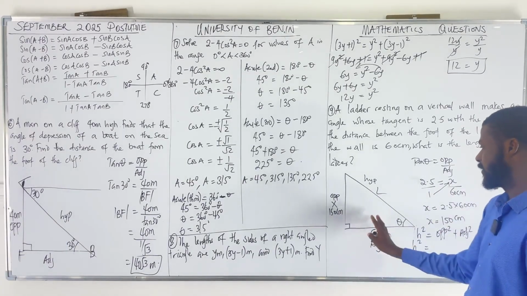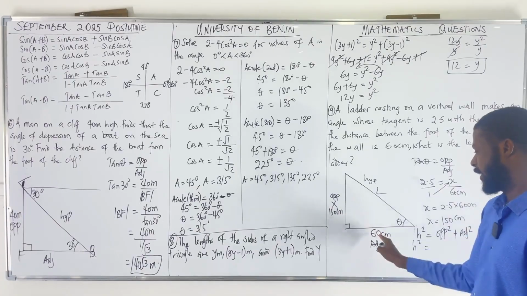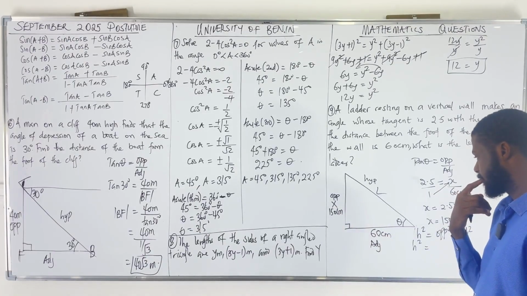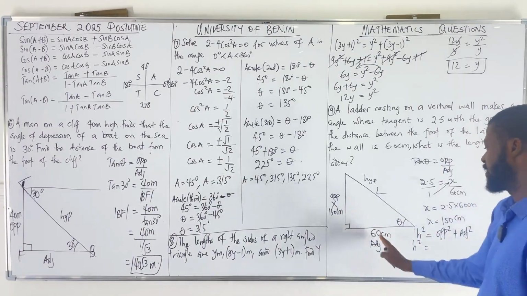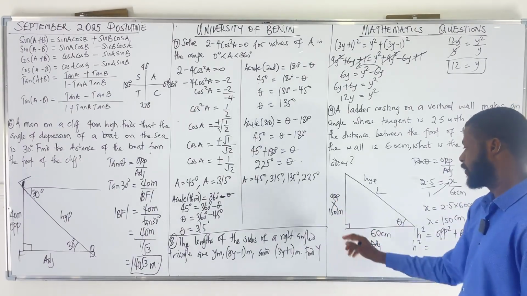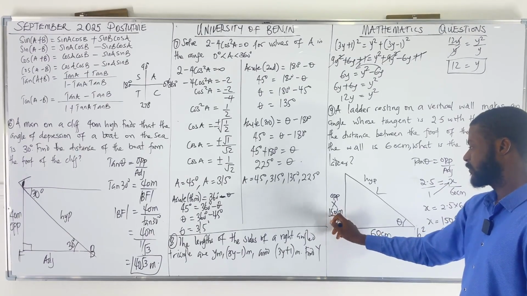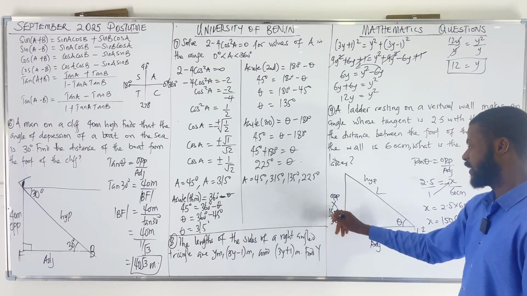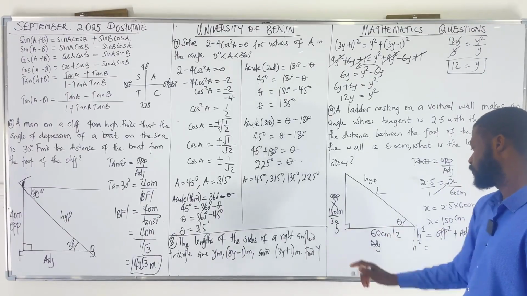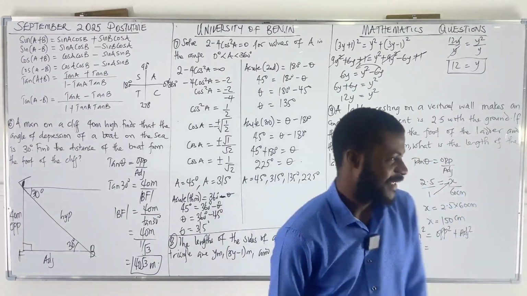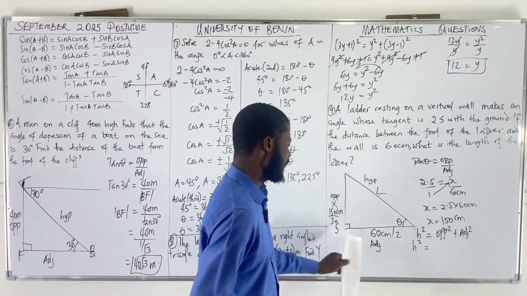Let me divide this by 30. So if I divide here by 30, I'm going to be getting 5. If I divide it by 20, I'm going to be getting 2. So this is what I'm going to be using: 5 and 2.